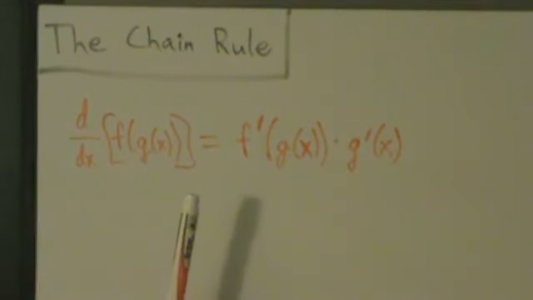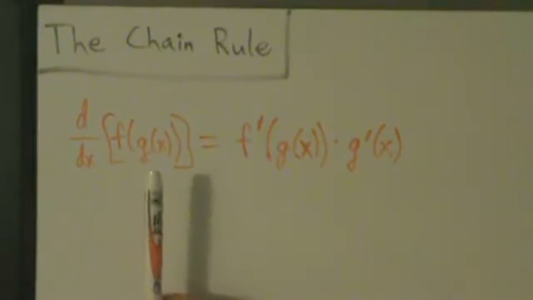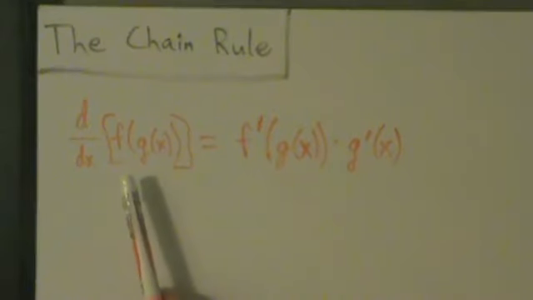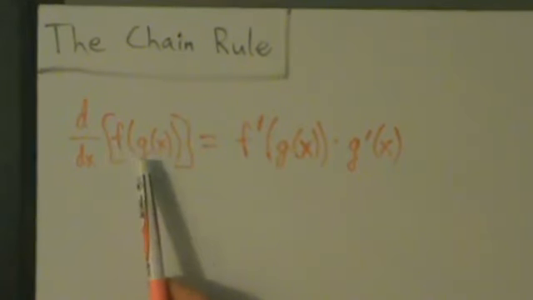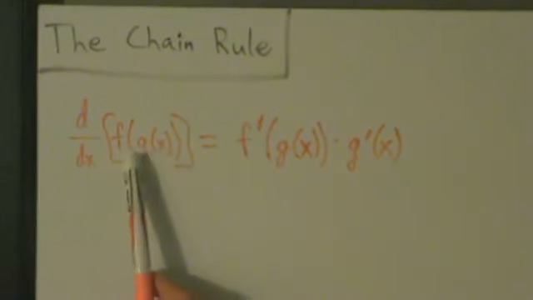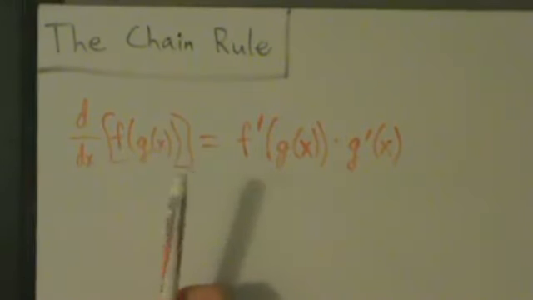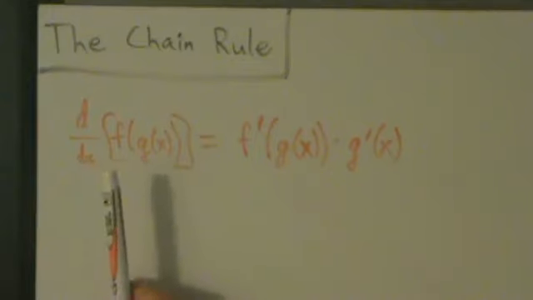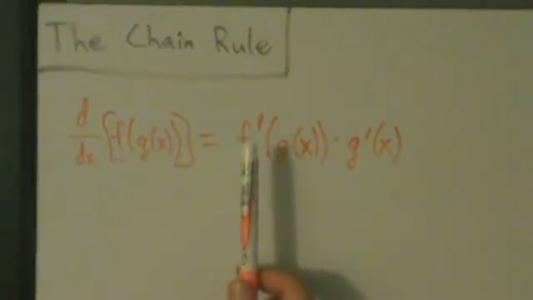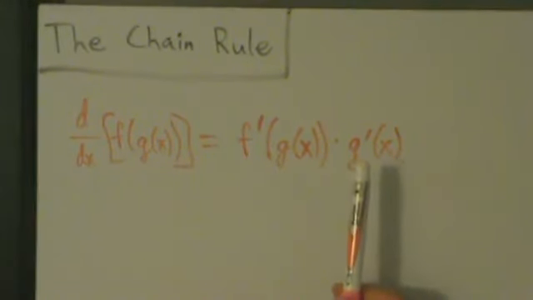Remember from pre-calculus, function composition is when you have one function inside of another one. So like here we have f of g of x. Okay, so g of x is inside of the function f. So that's a function composition. The chain rule says the derivative of that is f prime of g of x times g prime of x.